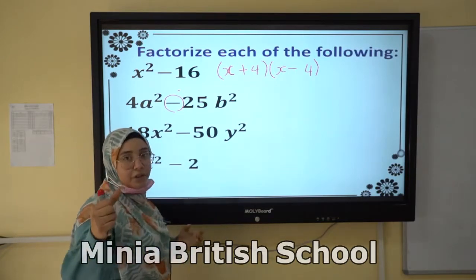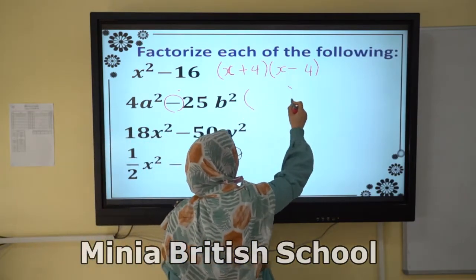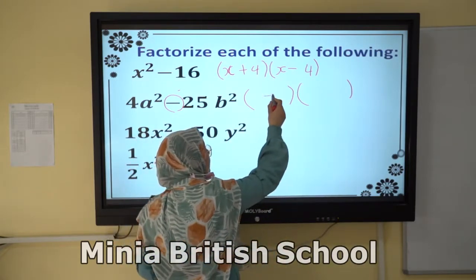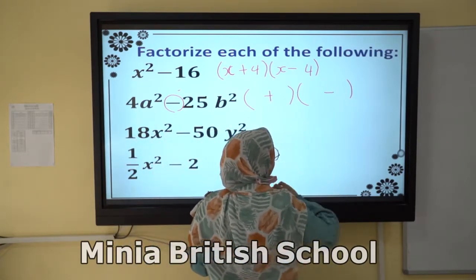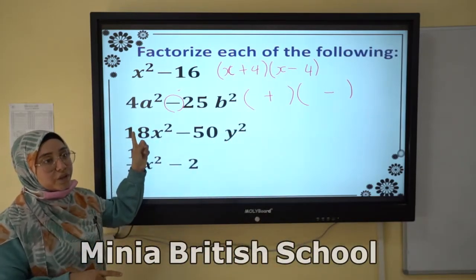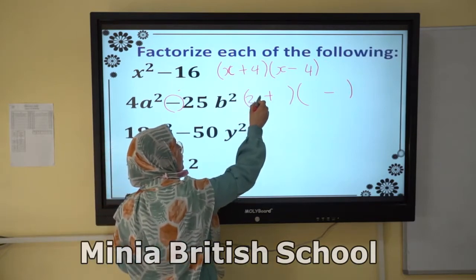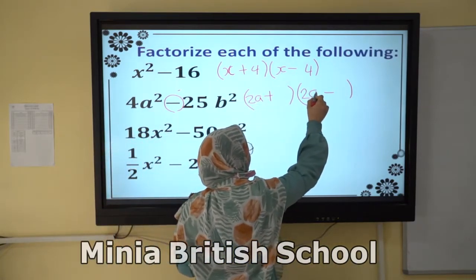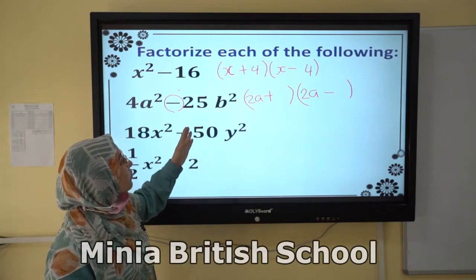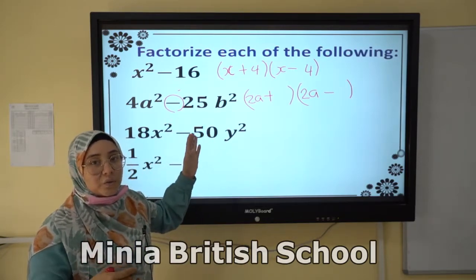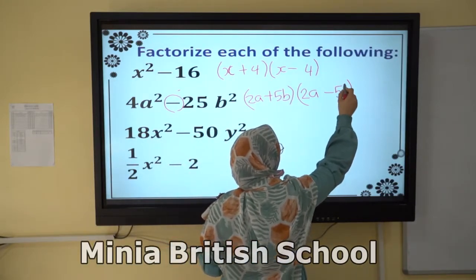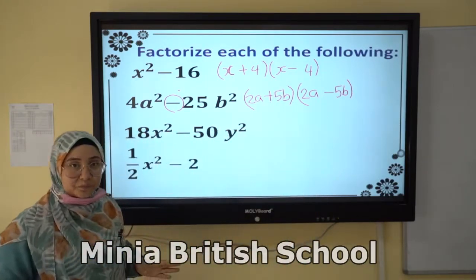So the first step, open two pairs of arcs. One of them takes a positive sign and the second takes the negative sign. Find the square root of the first term, 2a, here also 2a. Find the square root of the second term, 25b power 2, the square root of it equals 5b, and right here 5b.